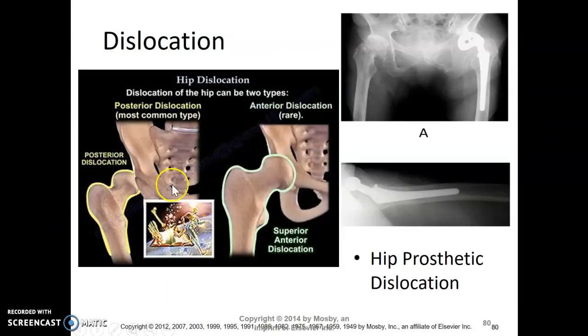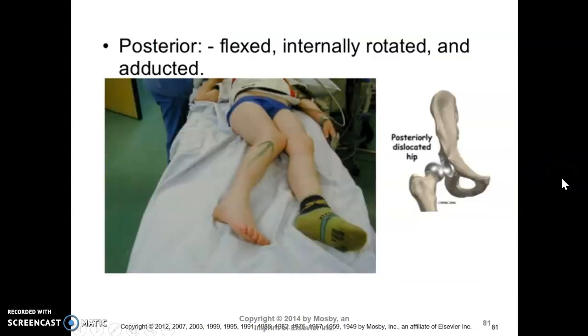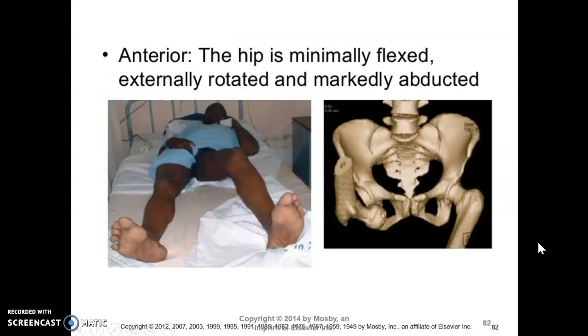Just a quick reminder for dislocation can be anterior or posterior for hips. How are they gonna present? Hip prosthetic, that head can pop out of that cup very easily, unfortunately. But posterior, the patient's usually flexed and internally rotated and adducted. Anterior dislocation, the hip is minimally flexed. I've had a few that are majorly flexed. So this one right here, major flexion, it's way up in the air.